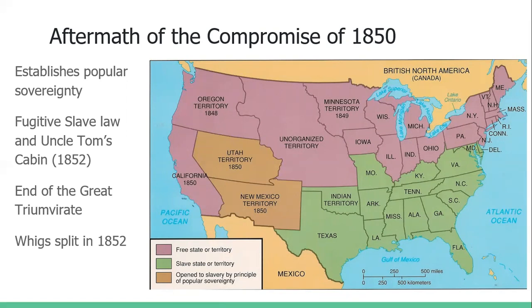Now, we are also going to see a split in the Whig Party, which is a political party that replaced the Federalists. The Whigs are going to collapse because of the passage of the Kansas-Nebraska Act in 1854, which is coming up soon in our discussion today, with most of the northern members of the party joining the anti-slavery Republican Party when it is founded in 1854.